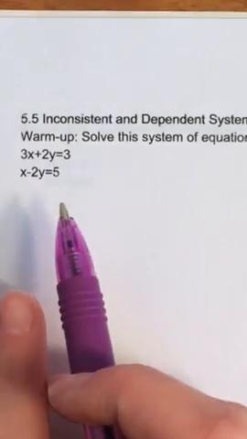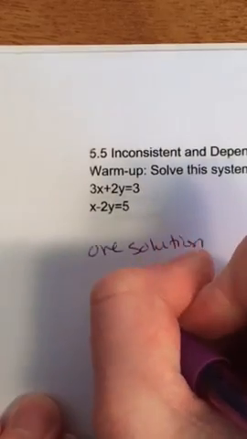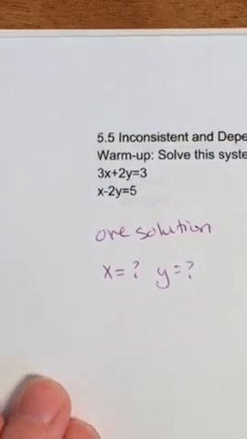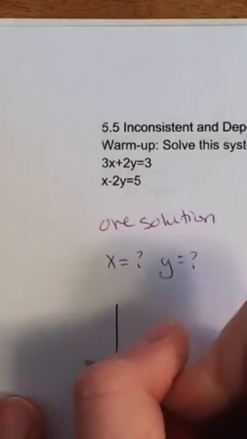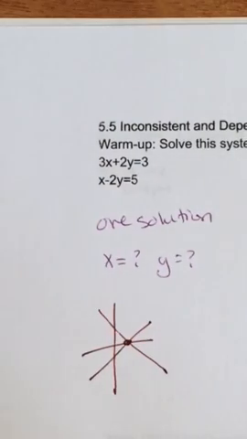Okay, so in this case, you're going to get one solution. You're going to get x equals something and y equals something. And remember, when you graph the two lines, as we've talked about a little bit, they'll intersect at one point. And we're going to talk about that more in a later section.